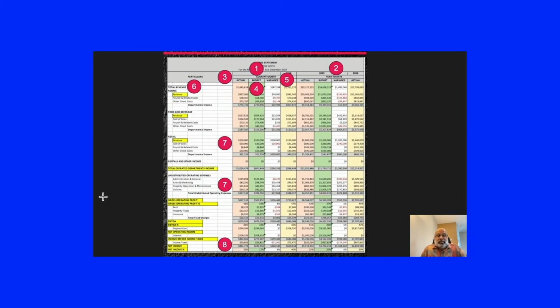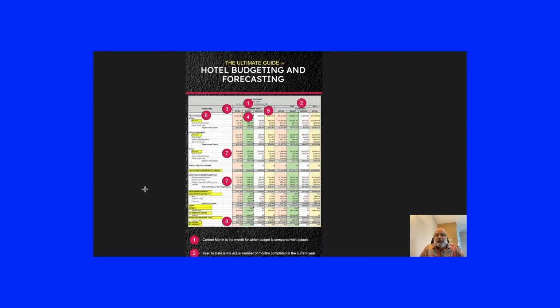Number 8 and last on the list is the total profit budgeted for the month, the year to date, as well as the actuals compared to that budget. Profit is also known as net income. Overall, the elements 1 to 8 give you a very broad overview of where your hotel budgeting and forecasting is headed. In other words, what is it that you do in your hotel budgeting and forecasting?